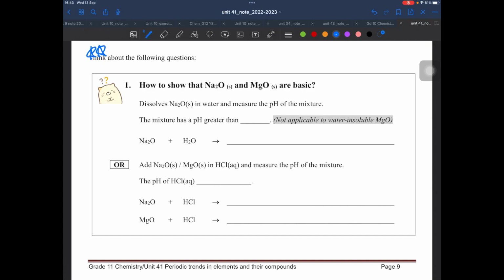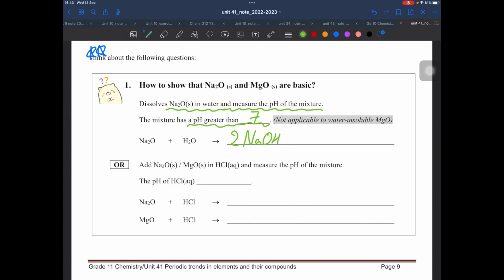Here shows how you can show that magnesium oxide and sodium oxide are basic. Now, this is something strange. For sodium oxide, we can know after it dissolves in water and we measure the pH change. So here shows the chemical equation. After reacting, we form 2 sodium hydroxide, and of course the pH value will be greater than 7, right?